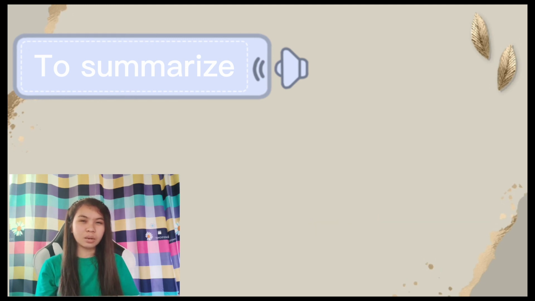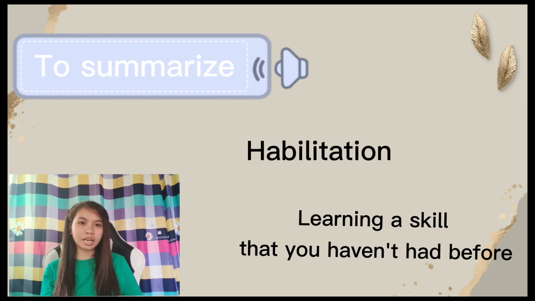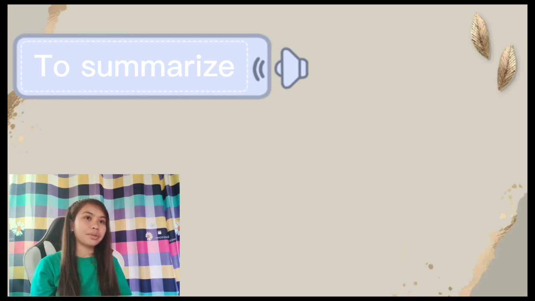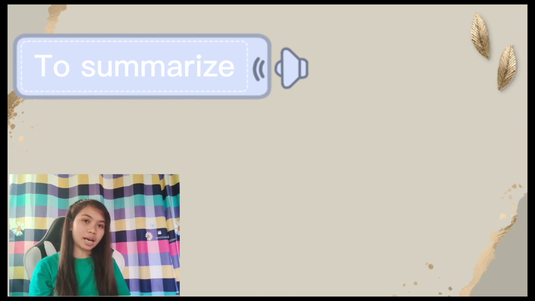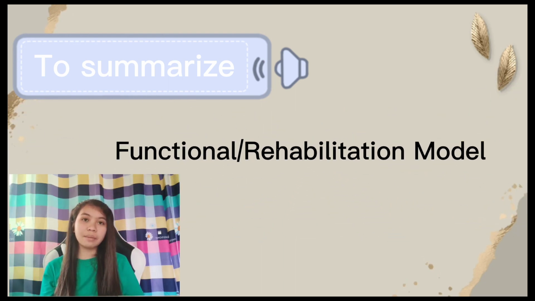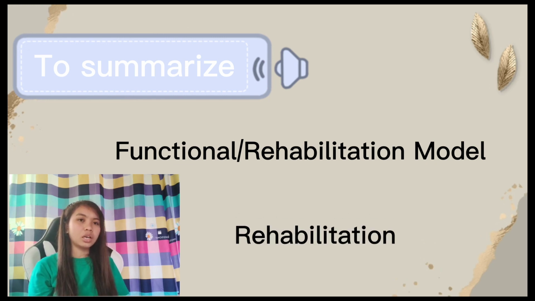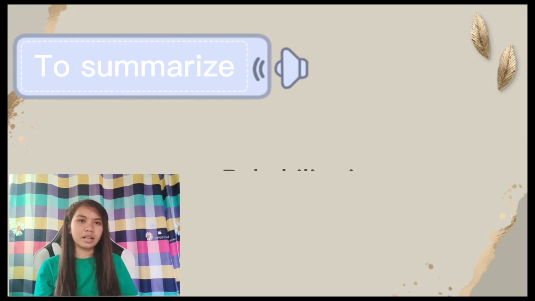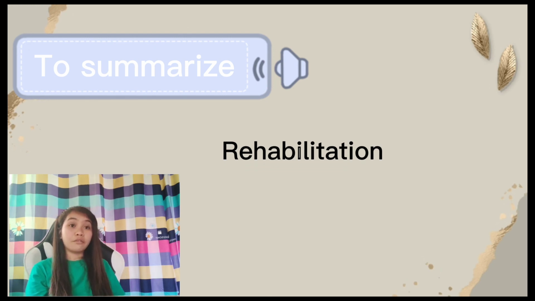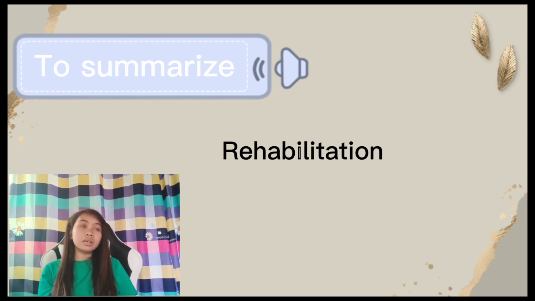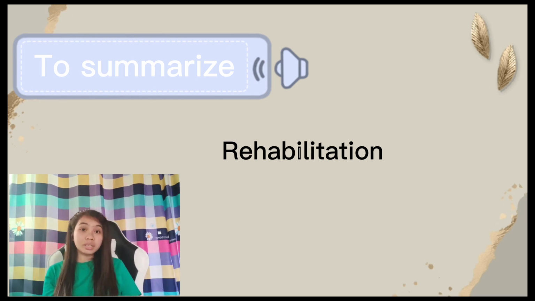So habilitation is somewhat like teaching or learning a skill that you haven't had before. So it is something that you are learning how to do for the first time. Whereas the functional or rehabilitation model tends to focus on rehabilitation. So meaning, from the word itself, rehabilitation has something to do with reformation, recovery, or reconstruction.